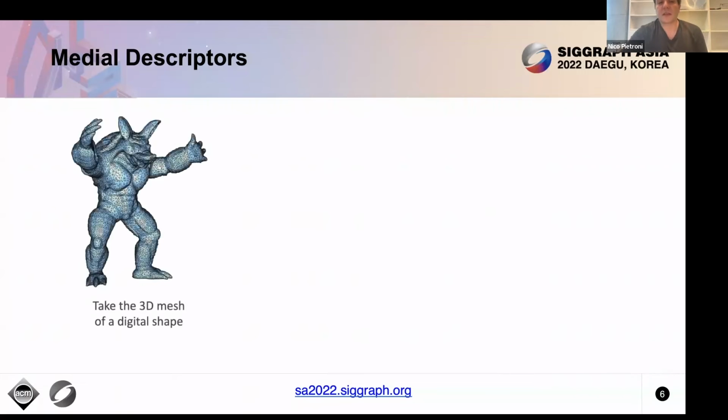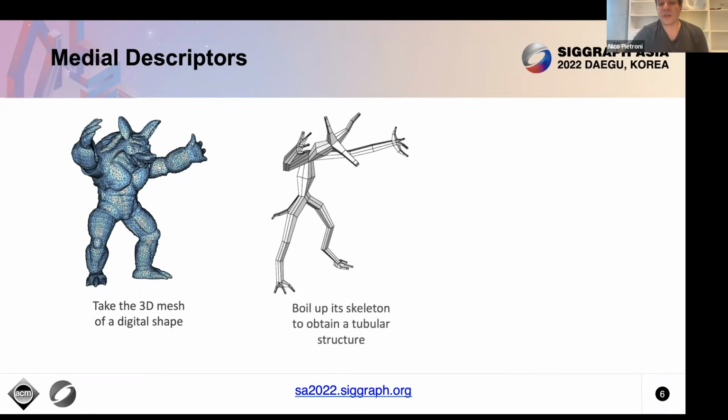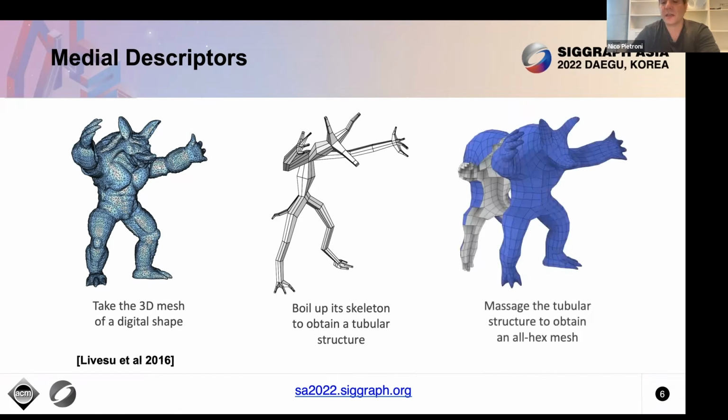Another possibility is this medial descriptor. Suppose you have a 3D shape like this organic armadillo. What you want to obtain is a skeleton with tubular structures, where you already have the topology and the connectivity inside of the cube inside these meshes. And then you can massage and project this tubular structure onto the final surface and tessellate as a consequence to obtain a mesh composed of hexahedra only.